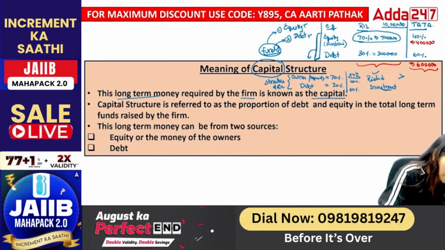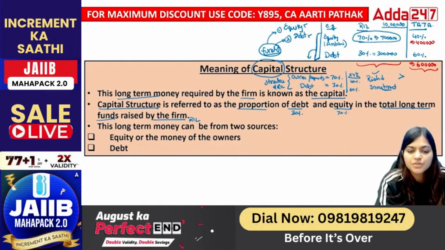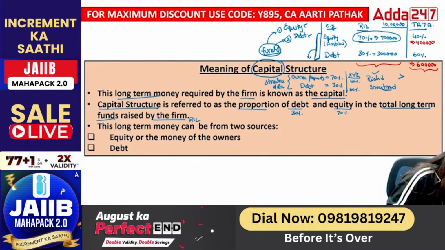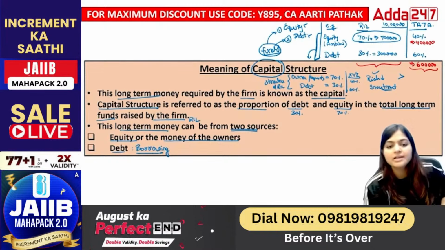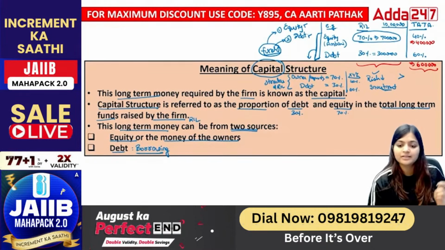Okay, the funds. Capital structure refers to the proportion of debt and equity in the total long-term funds raised by the firm. If I talk about Reliance Industries, how much they have raised through debt, that is 30%, and how much through equity, that is 70%. So here the long-term money can be from two sources. Just now we have seen, again we are repeating, from equity, the money of the owners, or debt. Debt is what? That is borrowing. So this is about your capital structure and its meaning.